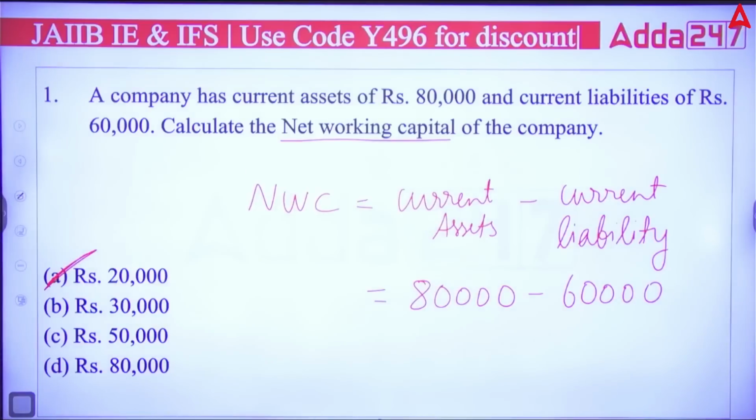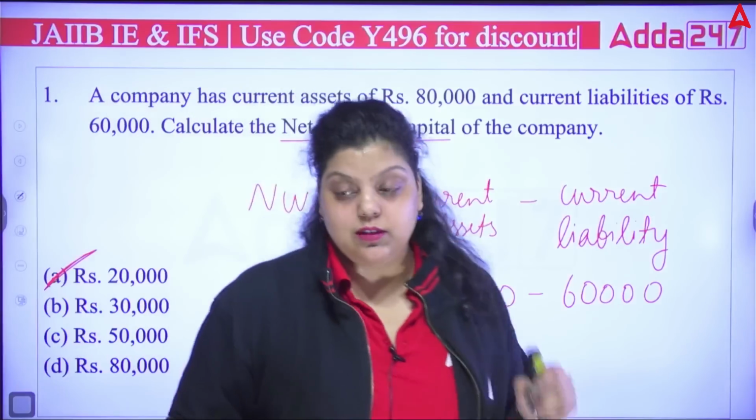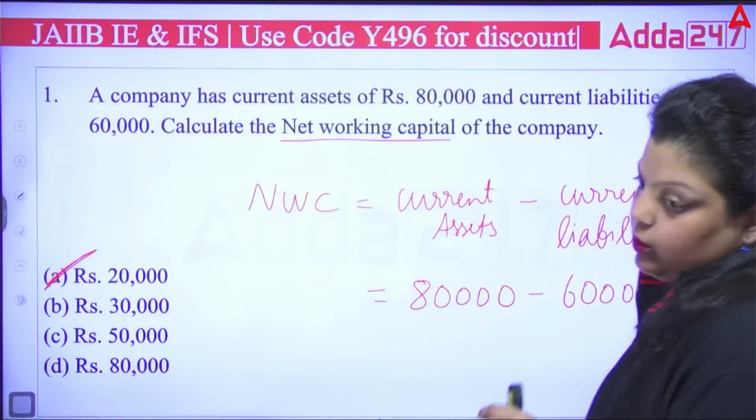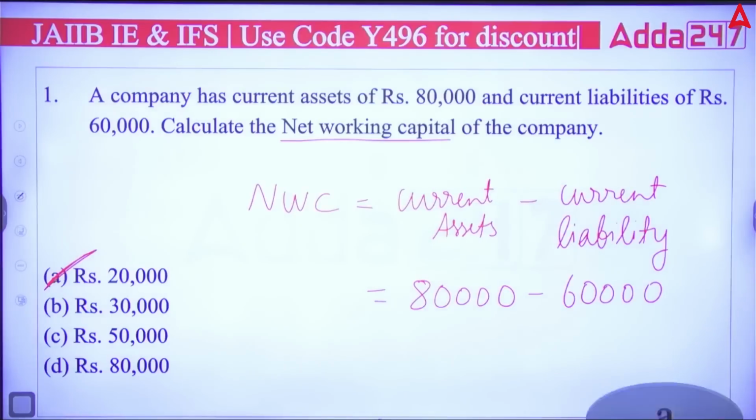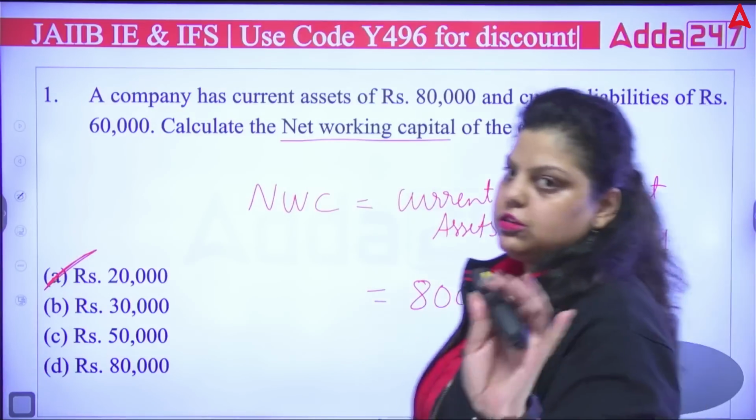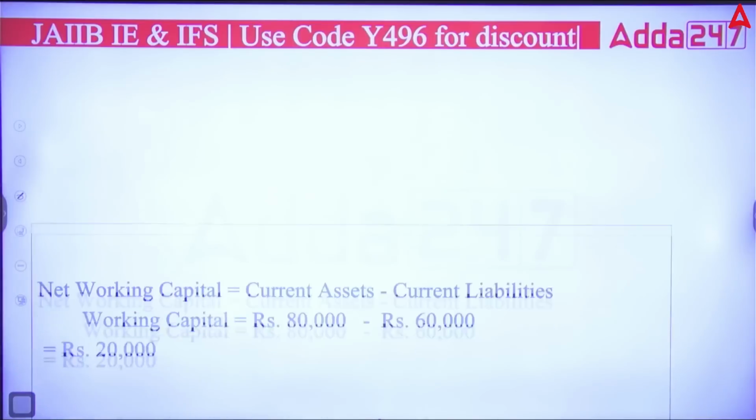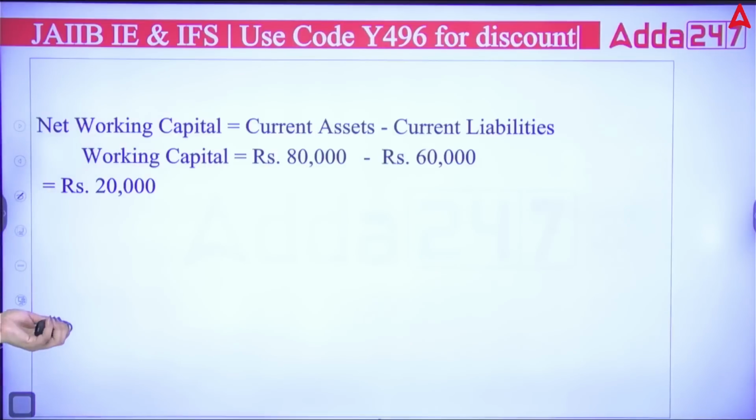So your right answer will be A. Do remember the formula, that will be your net working capital. Current assets minus current liability is equal to your net working capital. So the right answer is A, that is 20,000. Very simple question, just remember the formula. Also I have written the explanation here, how we have calculated. So this is the formula.